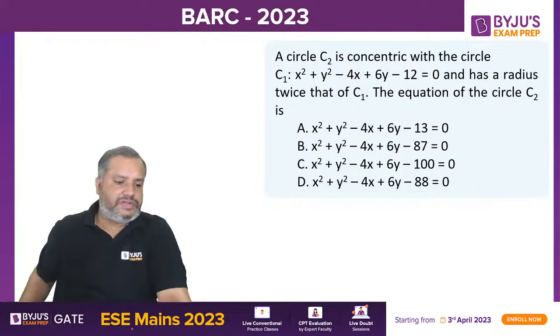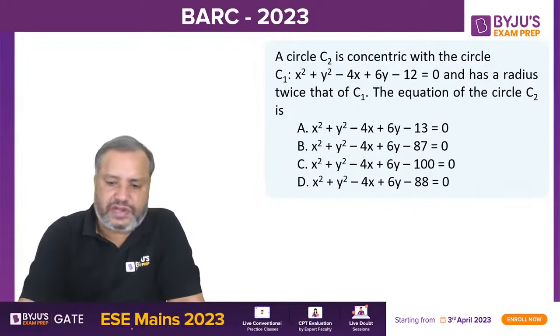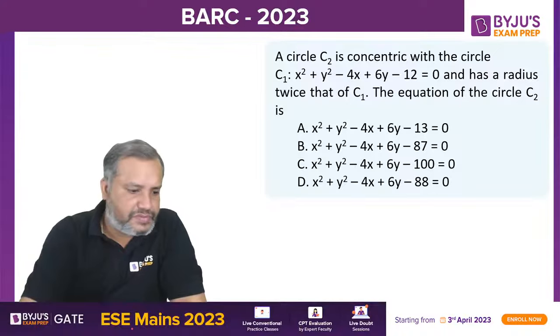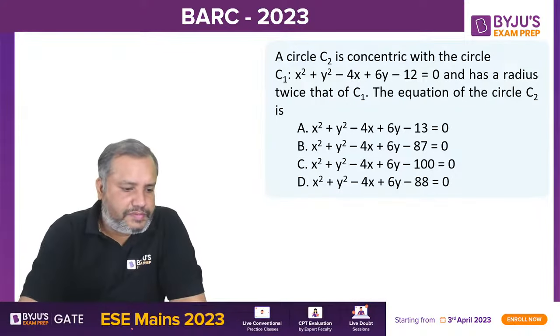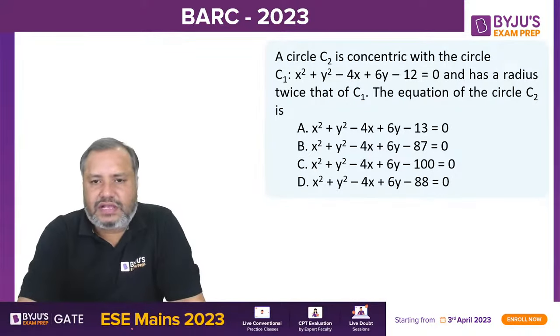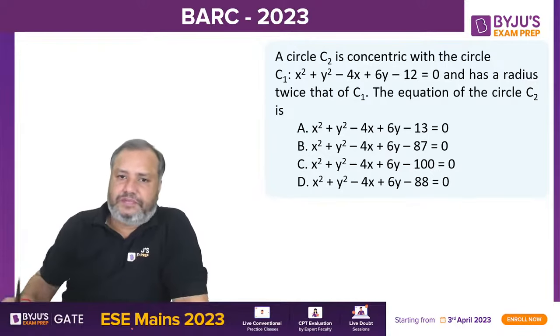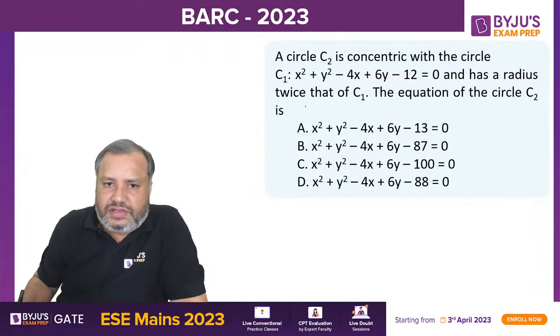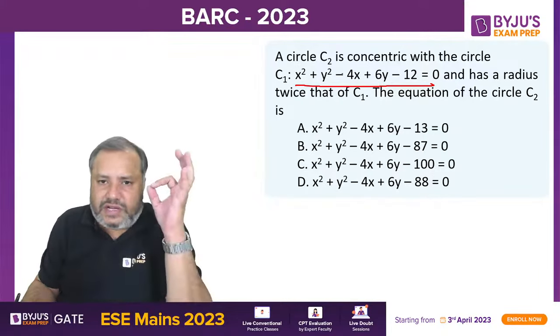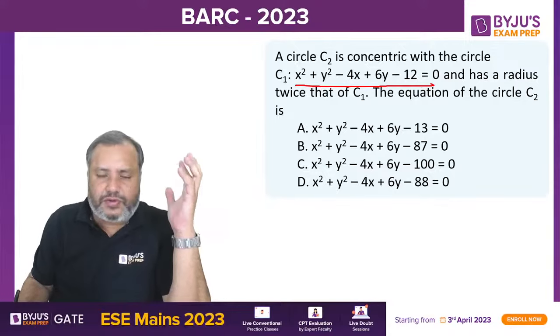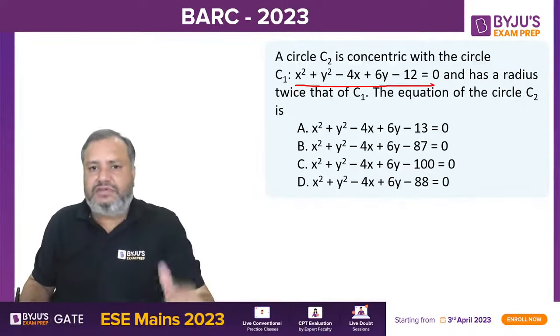Now, what about this question? Most probably, this would be the last question in this session. A circle C2 is concentric with this circle. So, students, this is the given circle. Concentric means the center of this circle C1 is same as that of C2. Find out the center of circle C1.